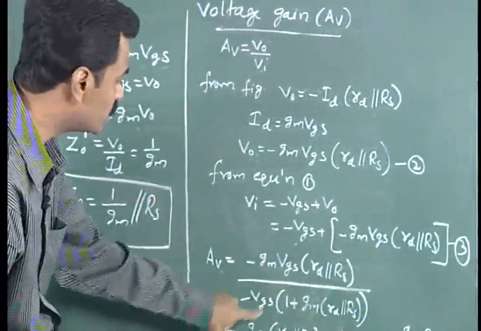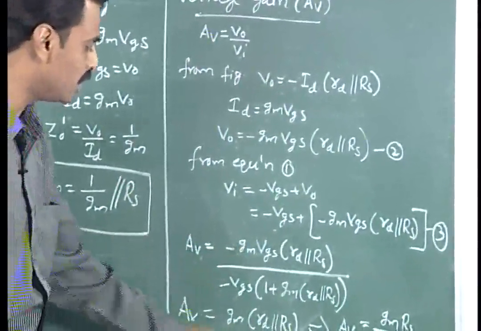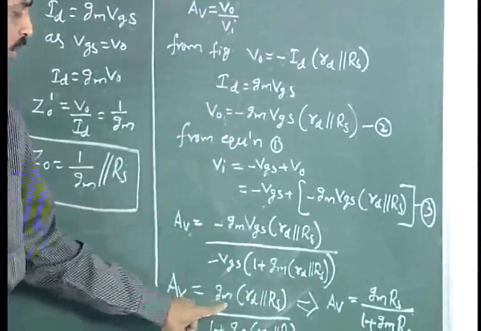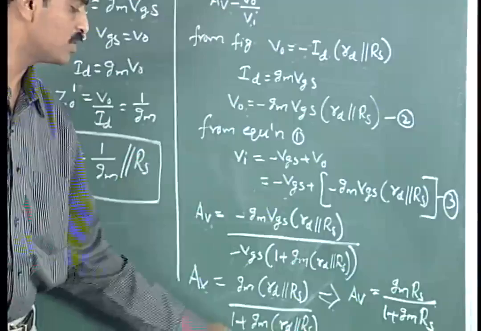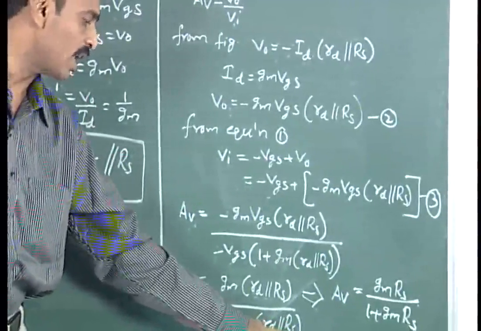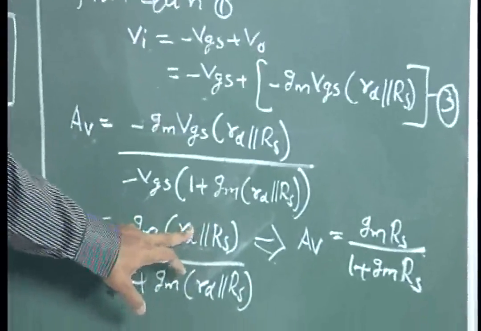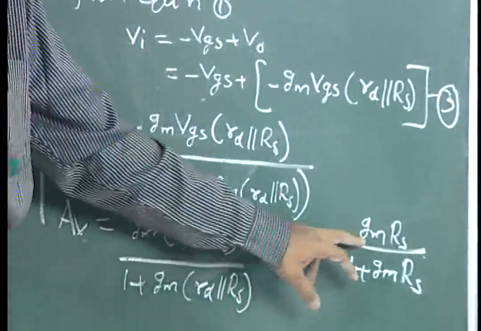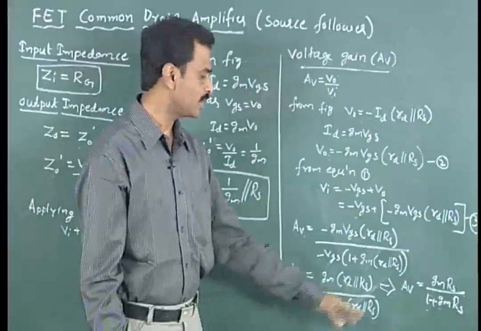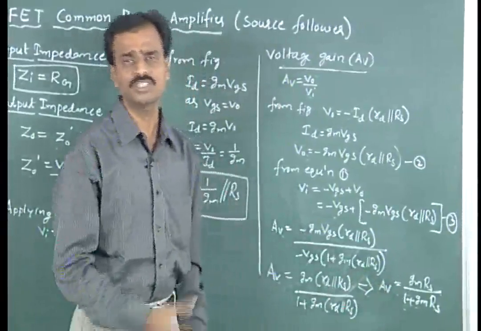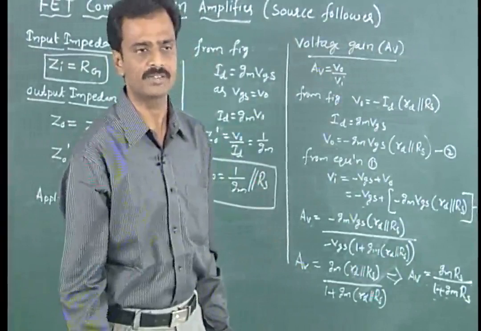Now as VGS can be cancelled out, and the negative can be cancelled out, the leftover terms are written here. The voltage gain will be equal to Gm into RD parallel with RS, divided by 1 plus Gm into RD parallel with RS. Now if RD is very much greater than RS, this term will be neglected, and the voltage gain will have only the terms Gm RS by 1 plus Gm RS. So this is the final expression. This is how we can calculate the three parameters regarding the common drain amplifier.